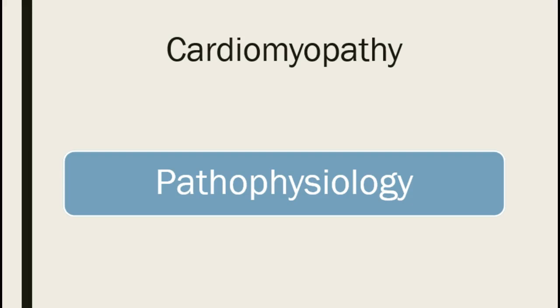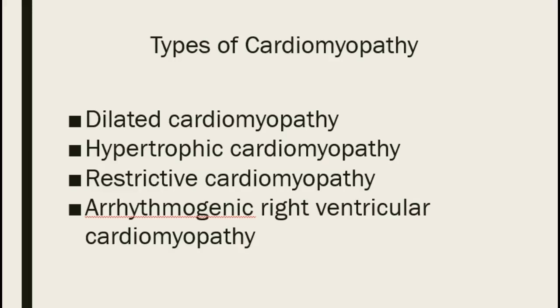So it is the subacute or chronic disease of cardiac muscle. There are 4 types of cardiomyopathy. The first one is dilated cardiomyopathy. This is actually the most common, and in this type of cardiomyopathy, the heart becomes enlarged and is unable to pump efficiently. Hypertrophic cardiomyopathy, the heart muscles become thick and they become unable to pump.